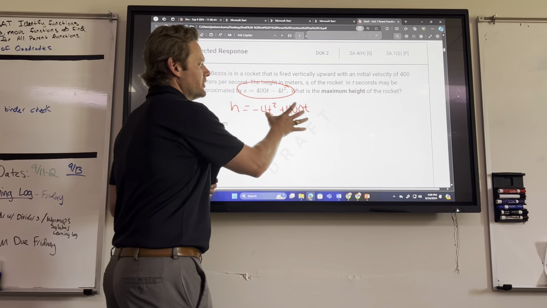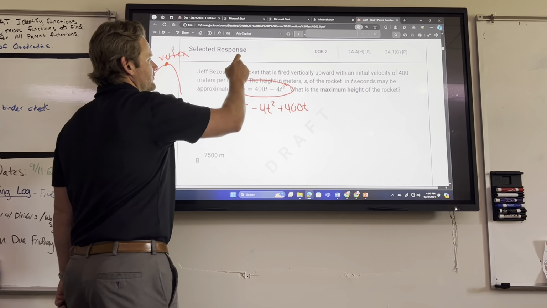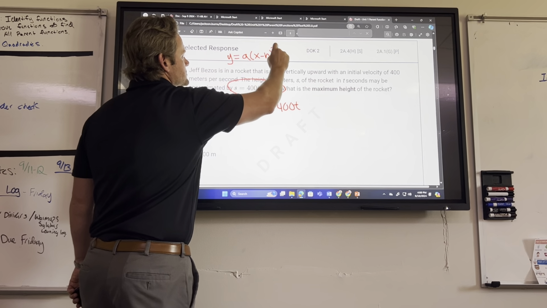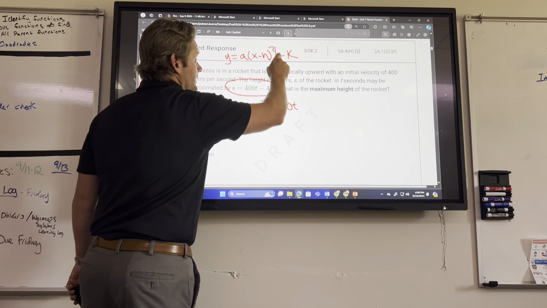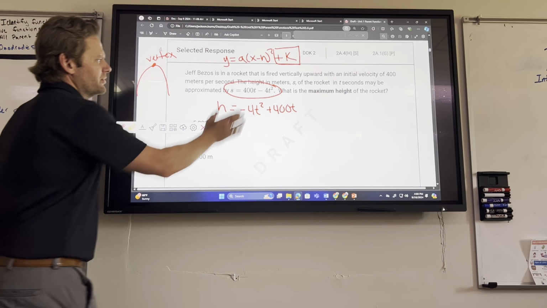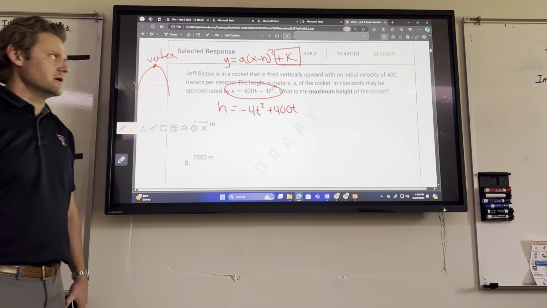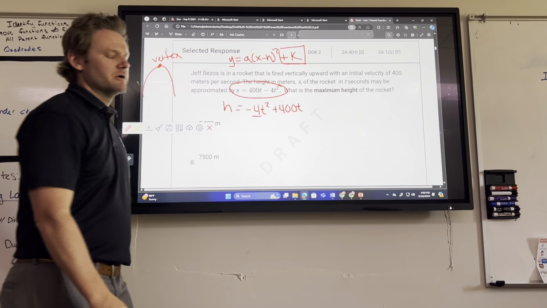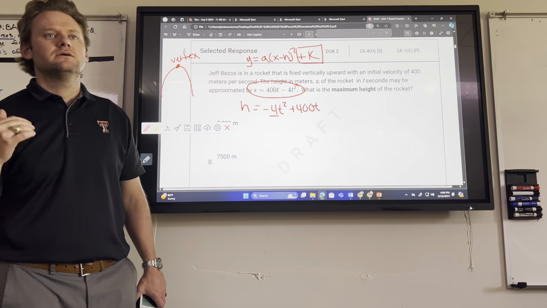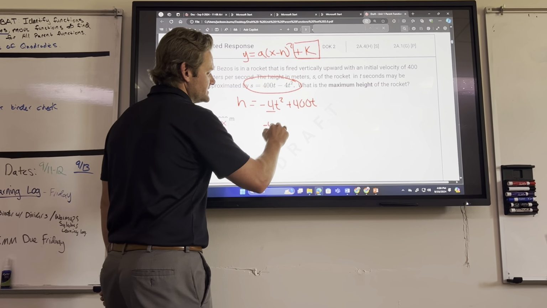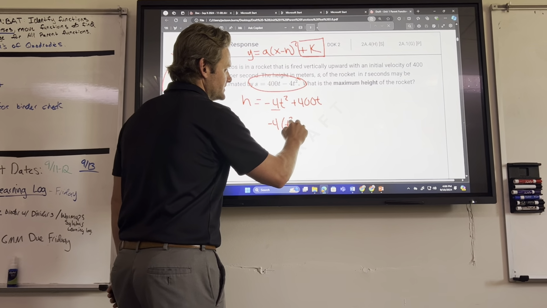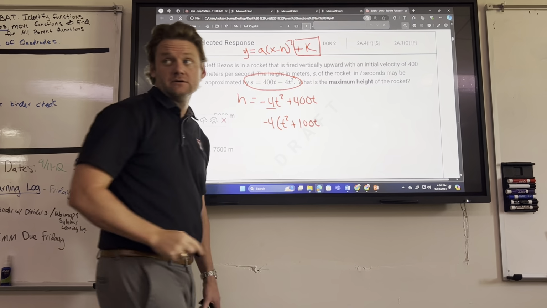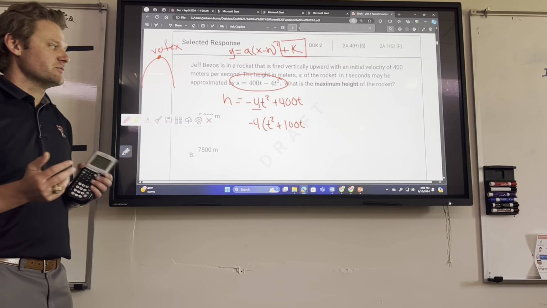Now, what do I need in vertex form? Well, my vertex form is y equals a times x minus h squared plus k. Again, I'm looking for this k value, but I've got to get x minus h squared. So my first step here is I can't use this leading coefficient. That needs to become my a. So I'm going to factor out this negative 4, and I'm going to be left with t squared plus 100t. All right, does everybody see how I got here?